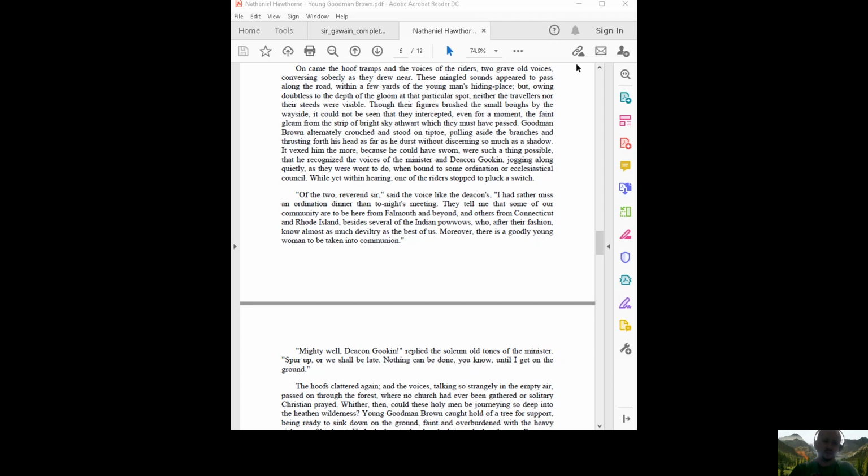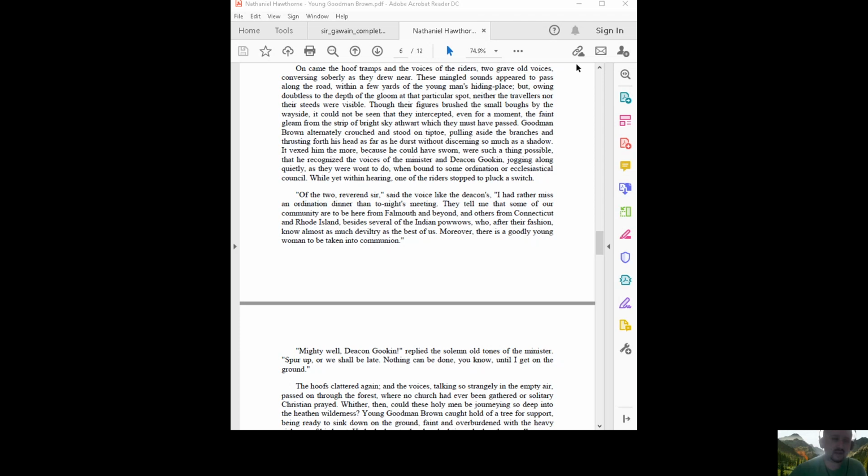Of the two, Reverend Sir, said the voice like the deacon's, I had rather miss an ordination dinner than tonight's meeting. Tonight's meeting? It's not the church meeting. They tell me that some of our community are to be there from Falmouth and beyond, and others from Connecticut and Rhode Island, besides several of the Indian powwows, who, after their fashion, know almost as much deviltry as the best of us. Moreover, there is a goodly young woman to be taken into communion.